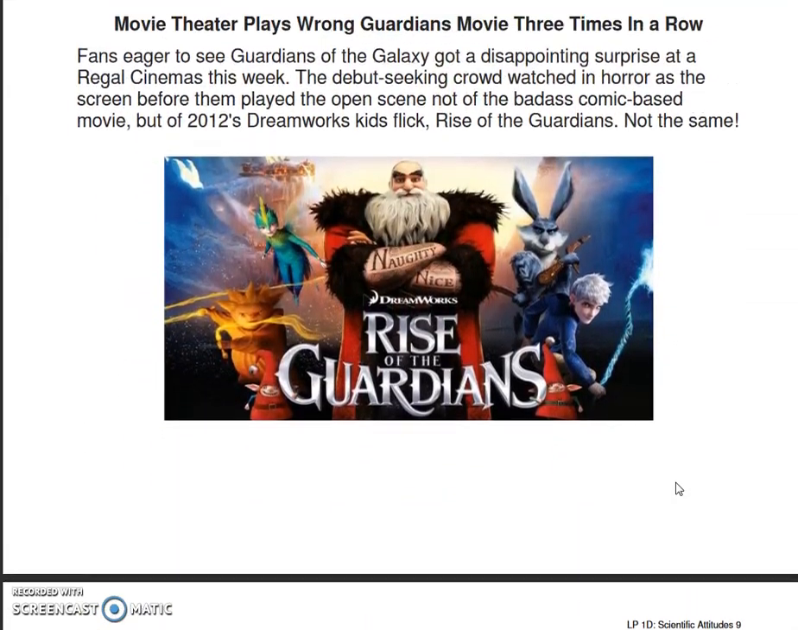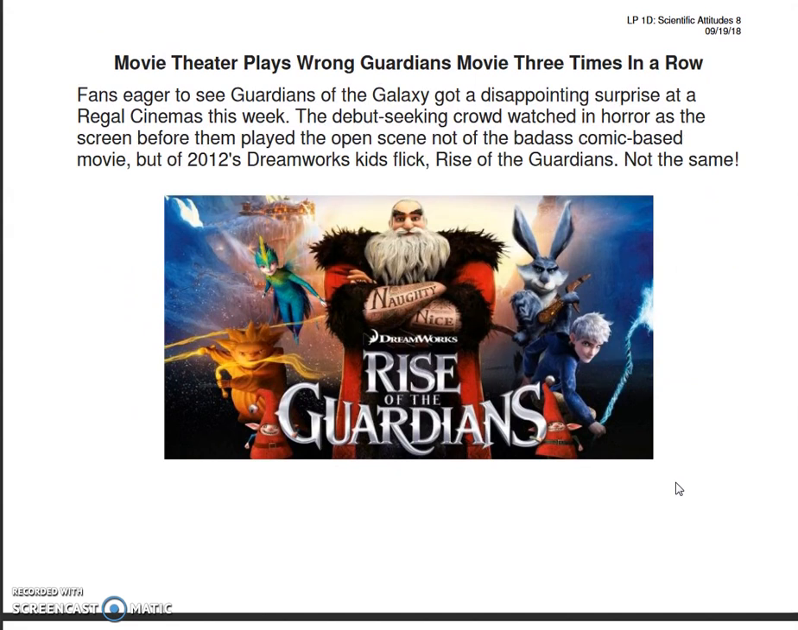Another one. "Movie theater plays wrong Guardian movie 3 times in a row. Not once, not twice, but 3 times in a row. Fans eager to see Guardians of the Galaxy 1 got a disappointing surprise at the Regal Cinemas this week. The debut-seeking crowd watched in horror as the screen before them played the opening scene, not of the badass comic-based movie, but of 2012's DreamWorks kids flick, Rise of the Guardians." Not the same.